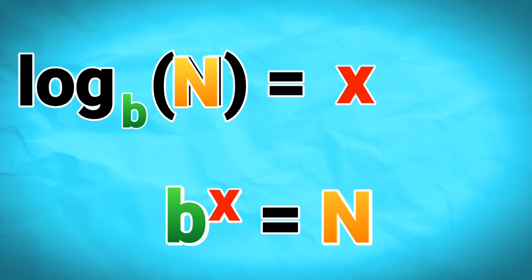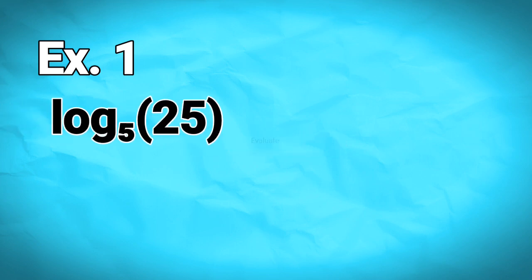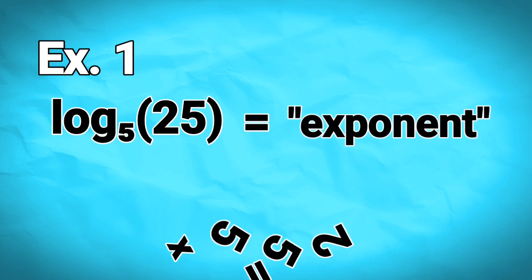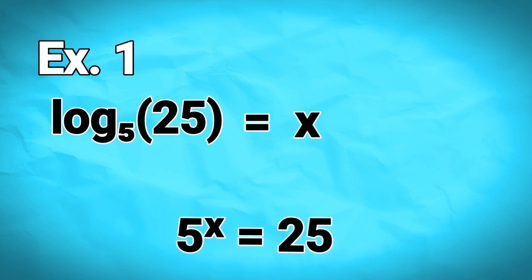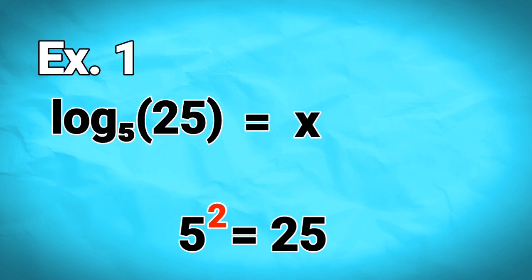Now let's work some examples. For example 1, we want to evaluate the expression log base 5 of 25. And since it's just equal to some number, I'm going to go ahead and write equals x. And remember, x is basically just an exponent. It's the power that 5 is raised to get 25. Since 5 times 5 equals 25, the value of our logarithmic expression is equal to 2.